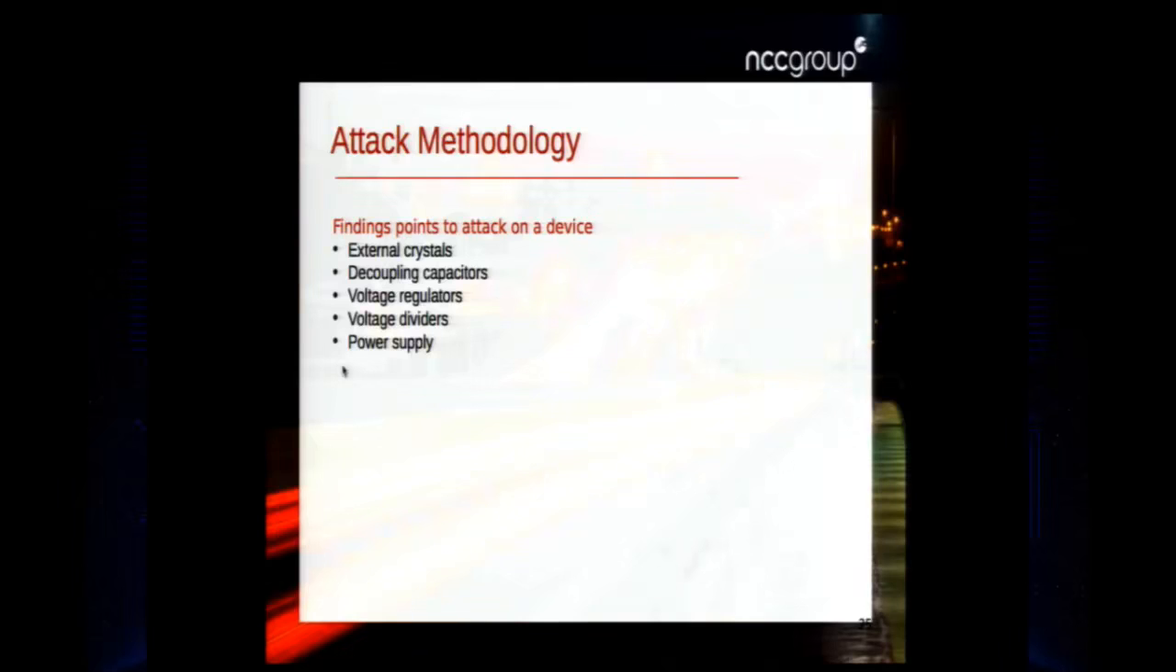Also, with decoupling capacitors, it's easier to just solder a wire directly to the high side of the power rails if you're doing a voltage spiking attack. And if you're doing a brownout attack, you're going to want to be careful about removing the decoupling capacitors that smooth out the connection to power. Other things you could look for are voltage regulators, voltage dividers, and the power supply lines, if you're really feeling adventurous.